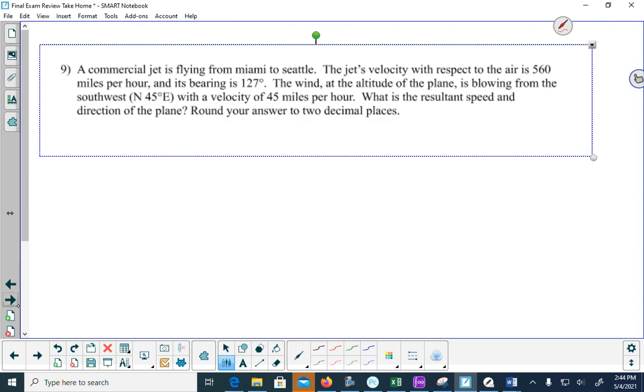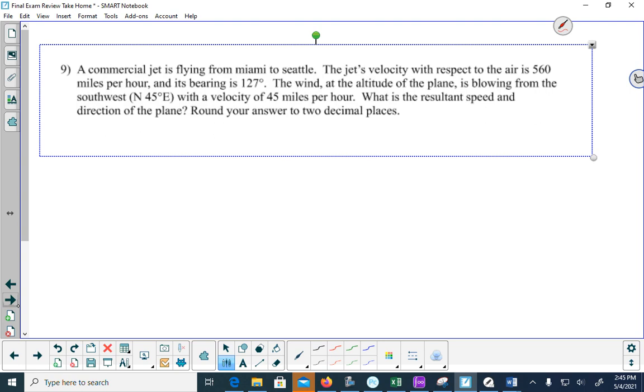Okay, our favorite problems. How could you forget them? The commercial jet is flying from Miami to Seattle. As soon as I see a plane, I know that I am going to have to stop and think about bearings versus unit circle angles. So in order for my vectors to work, it has to be a unit circle angle. But the way the piloting world works is that they use bearings and they don't use my unit circle angles.